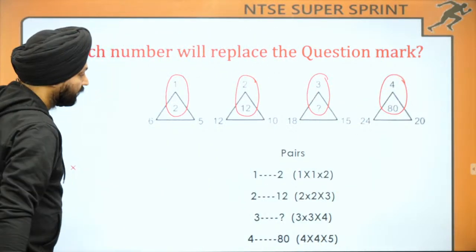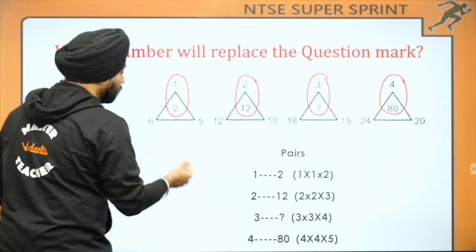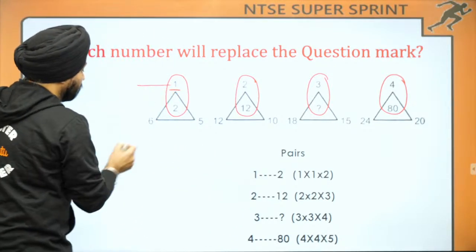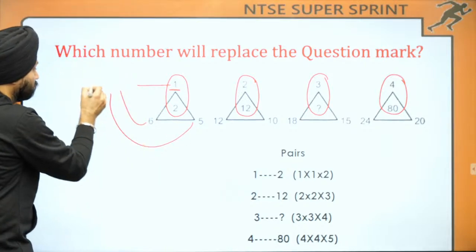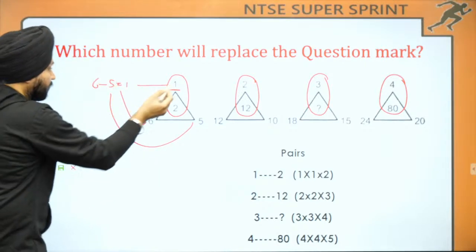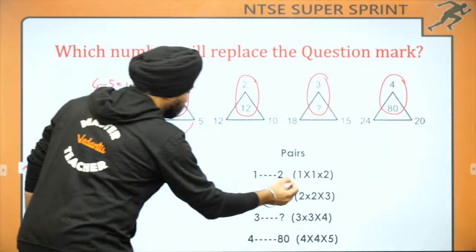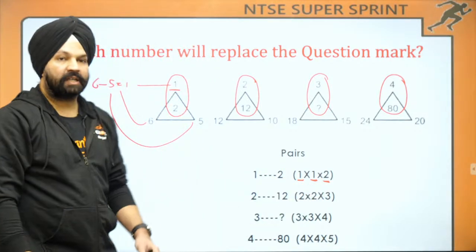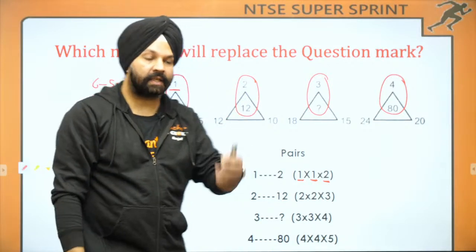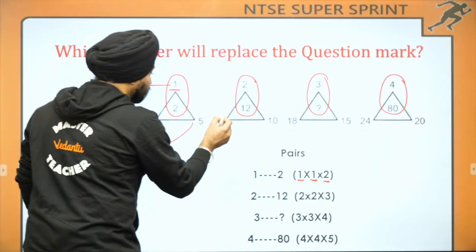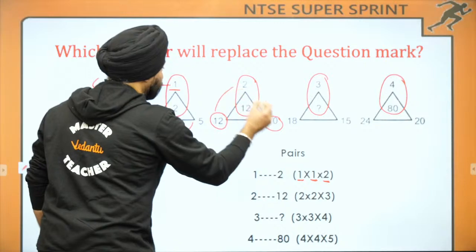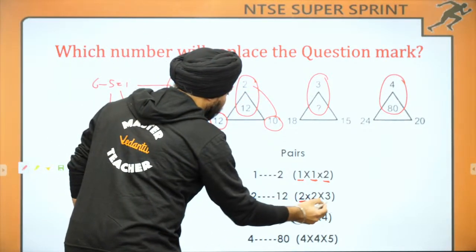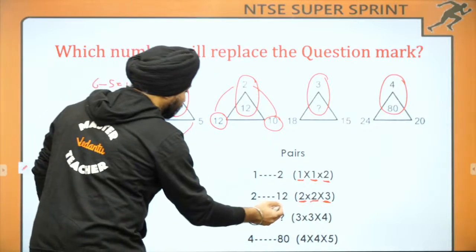The first pair, 1 and 2. How come we are getting 2 from 1? We are picking this top number, which is the difference of these two. We are picking this top number and we are multiplying this number with itself and with its successor. We are multiplying 1 with itself and its successor. Similarly, the difference of these two numbers is 2. So we are picking 2 and we are multiplying 2 with itself and its successor. So आ गया middle वाला number 12.